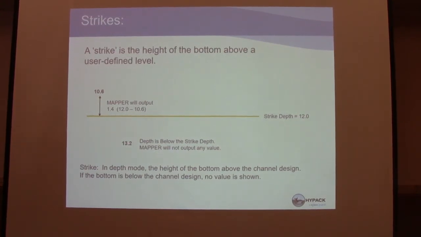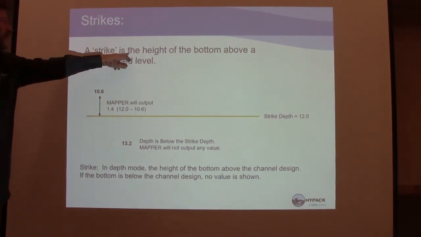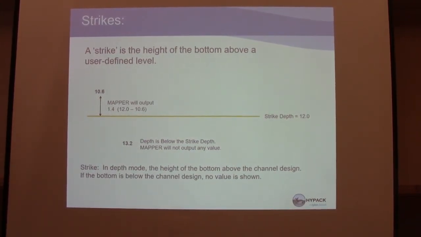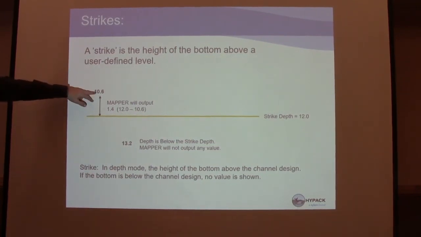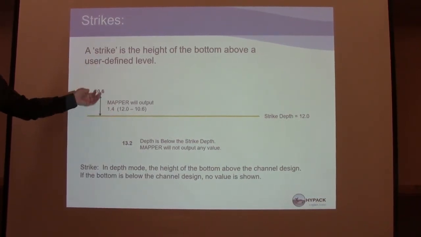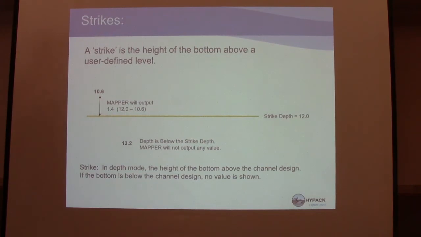Okay. I mentioned the strikes. Basically, a strike is, like it says here, defined as the height of the bottom above a user-defined level. So if I had a strike depth of 12, and I had a sounding at 10.6, the strike output would be 1.4, just telling me it's 1.4 above that strike depth. So if I have a specific channel depth that I want to use, I can get an idea of the soundings and their height above the bottom.